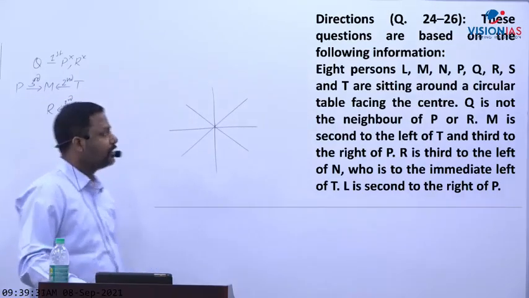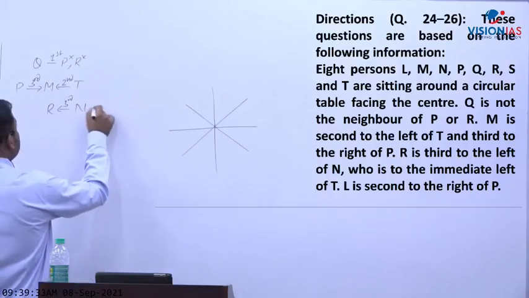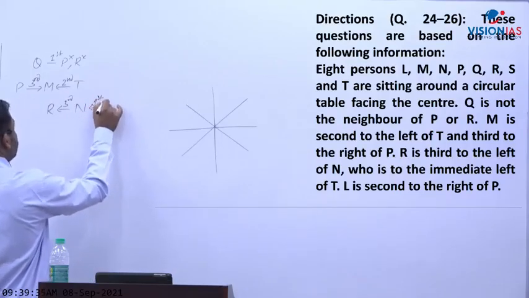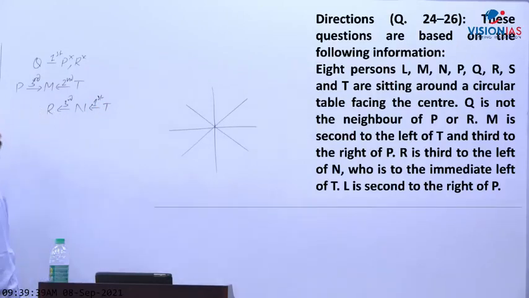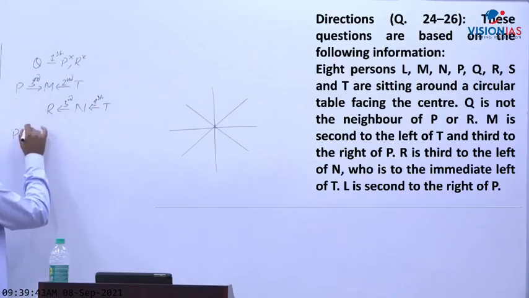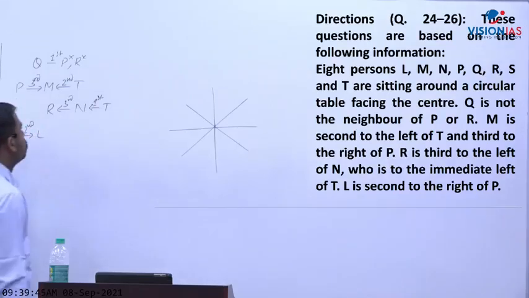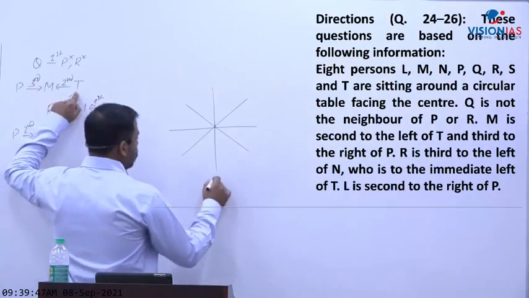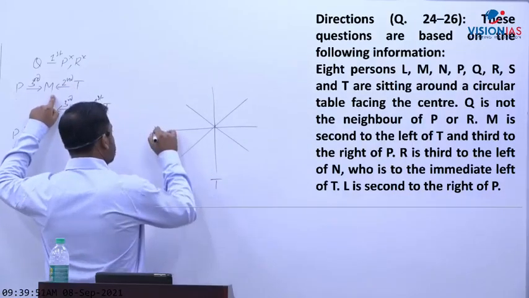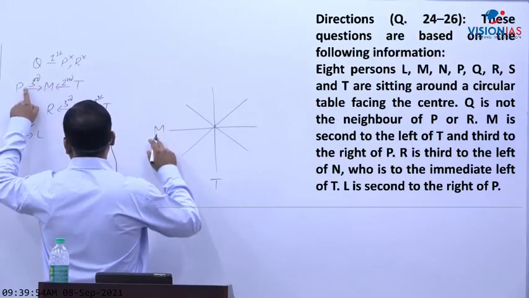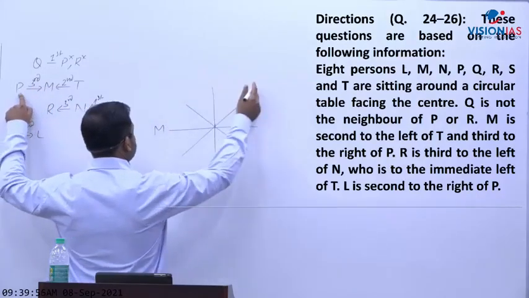Who is to the immediate left of T? Means N is to the immediate left of T. L is second to the right of P. So, we will start from T. On the left hand side at second position M is there. And on the left hand side of M at third place P is there.